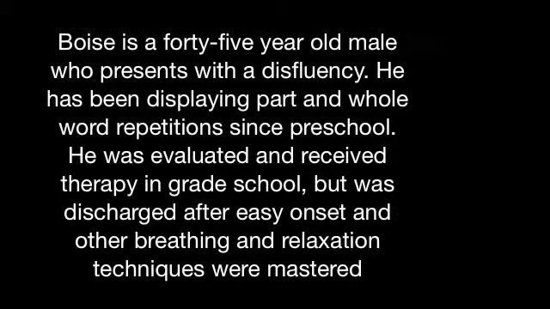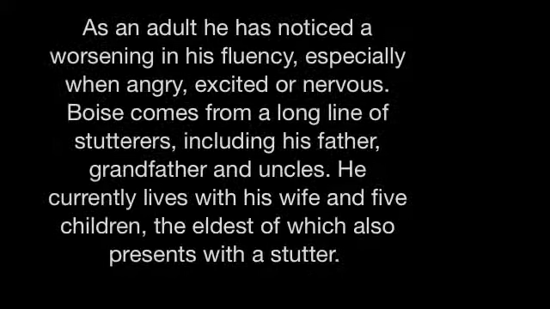Boise is a 45-year-old male who presents with a disfluency. He has been displaying part and whole word repetition since preschool. He was evaluated and received therapy in grade school, but was discharged after easy onset and other breathing and relaxation techniques were mastered. As an adult, he has noticed a worsening in his fluency, especially when angry, excited, or nervous. Boise comes from a long line of stutterers, including his father, grandfather, and uncles. He currently lives with his wife and 5 children, the eldest of which also presents with a stutter.